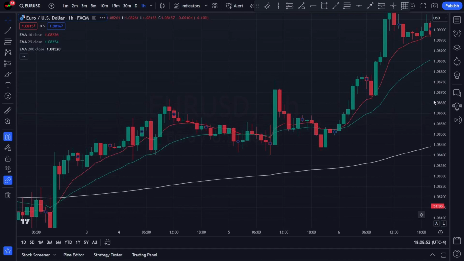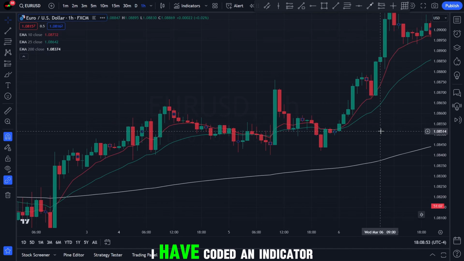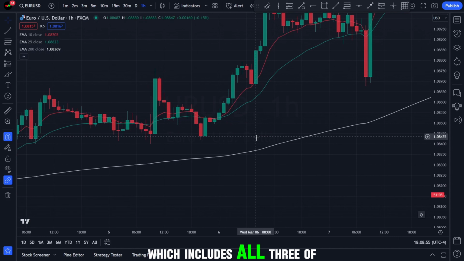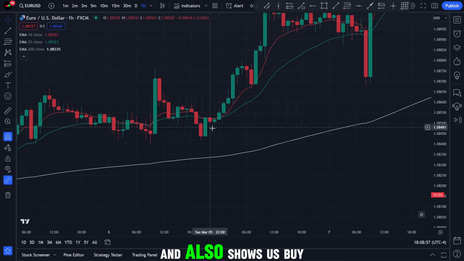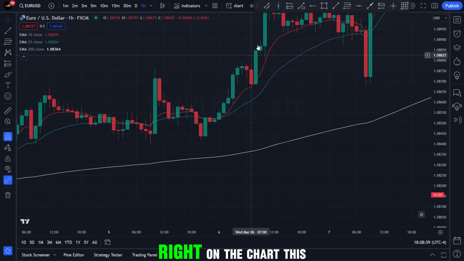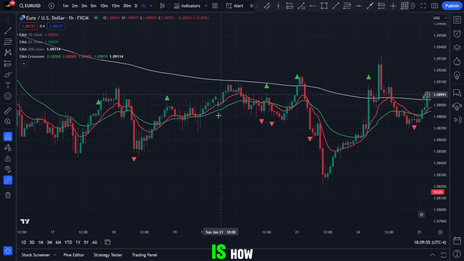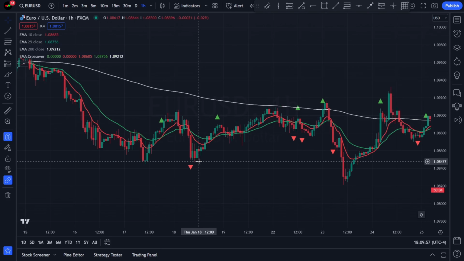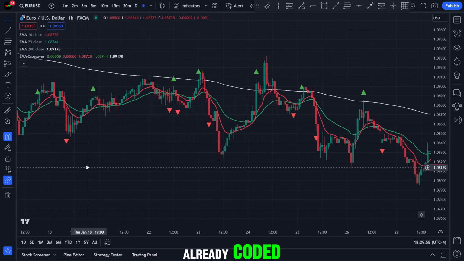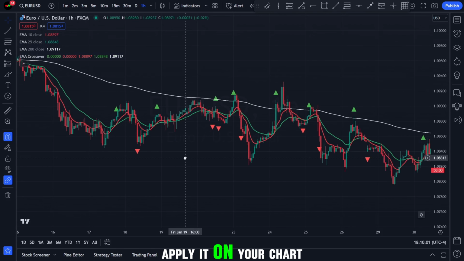Now I know many of you will not have a paid plan of TradingView, so you cannot use all 3 of these indicators on your charts. I have a solution for that. I have coded an indicator which includes all 3 of these EMAs, and also shows us buy and sell arrows right on the chart. This is how the indicator looks like. Everything in the indicator is already coded, and you just have to apply it on your chart.